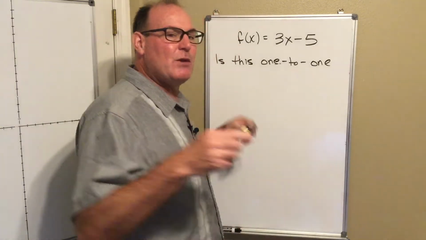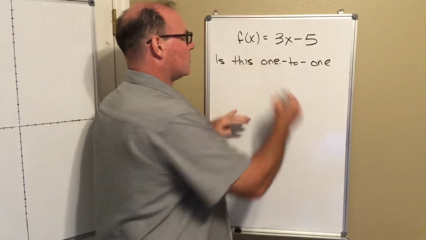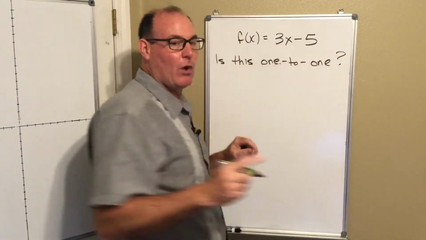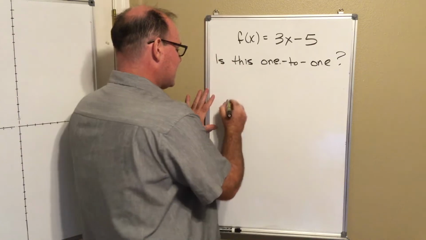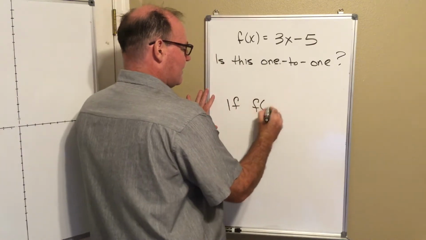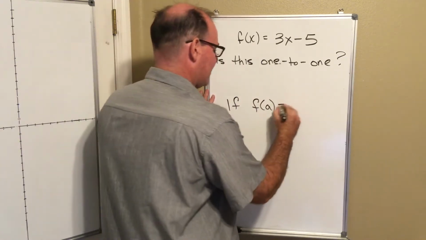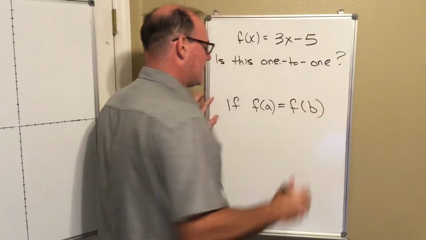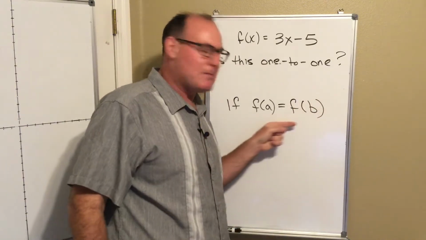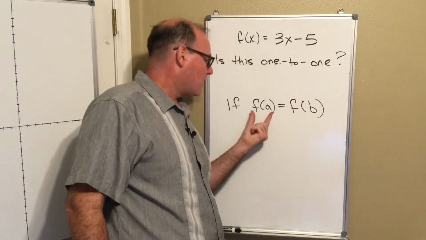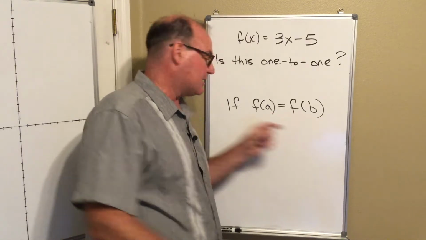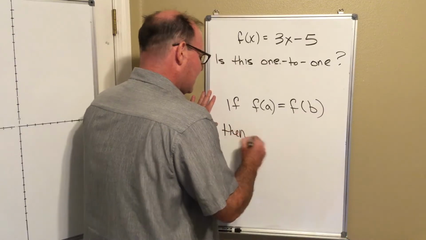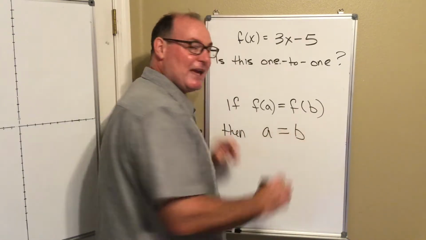Okay? The way that we would write that, before we answer the question, is this one-to-one? This is the analytical definition of one-to-one. It says this: if the function value at a is equal to the function value at b, remember, this notation means I have the same y value, the y value at a is equal to the y value at whatever b is, then what that means is that a has to equal b.